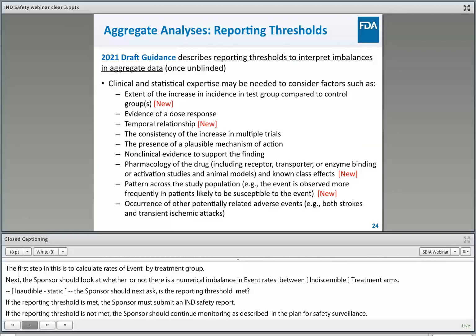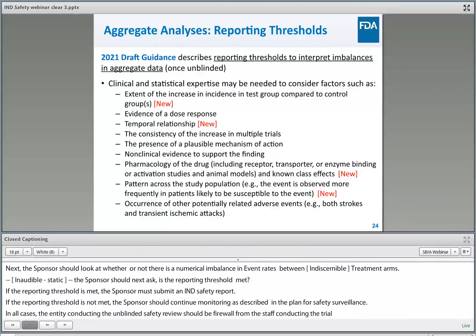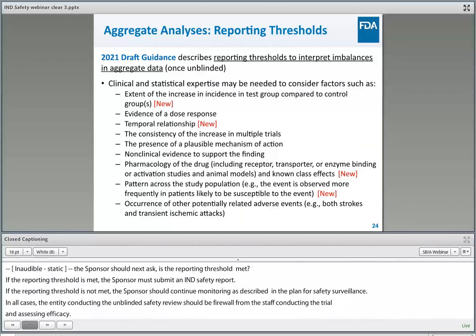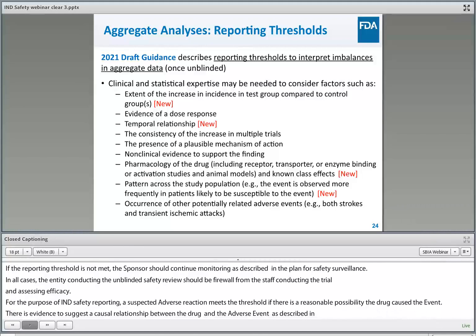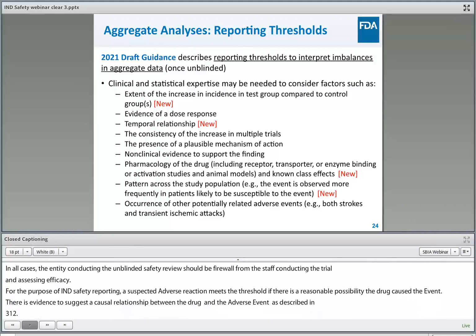For the purposes of IND safety reporting, a suspected adverse reaction will meet the threshold if there is a reasonable possibility that the drug caused the event. In other words, there is evidence to suggest a causal relationship between the drug and the adverse event, as described in 312.32(a). The new draft guidance describes reporting thresholds to interpret imbalances in aggregate data. To interpret these imbalances, clinical and statistical expertise may be needed to determine whether the totality of the available information meets the IND safety reporting criteria.